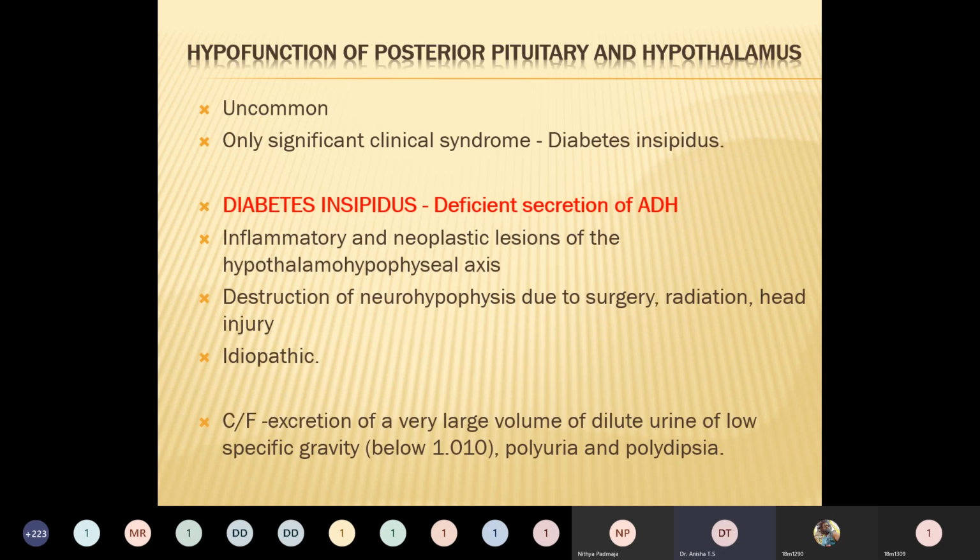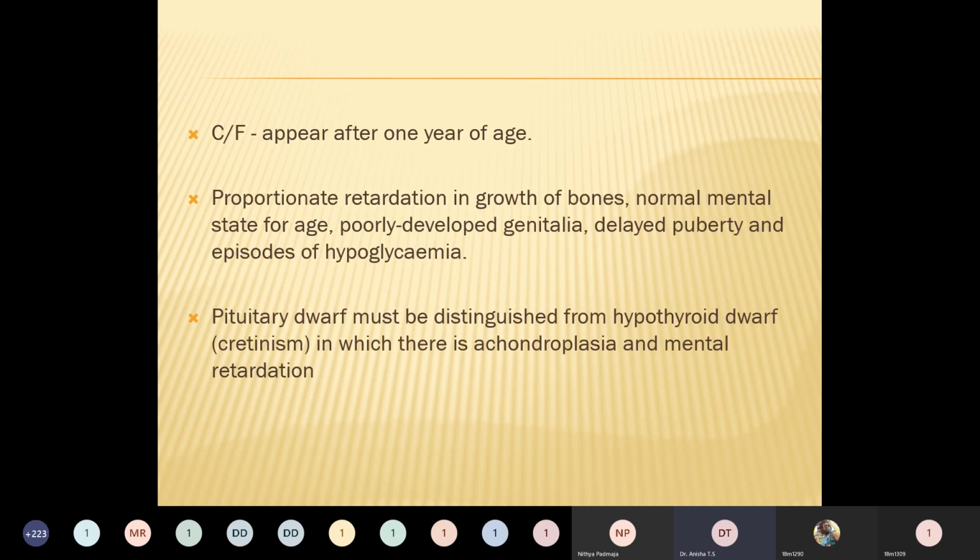So it has to be differentiated from thyroid hormone deficiency during pregnancy. There also the kids will look like dwarfs, but the facial features and everything will be disproportionate. But here in growth hormone deficiency, everything will be proportionate.